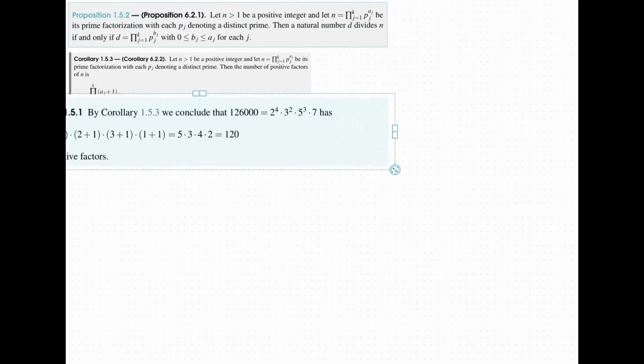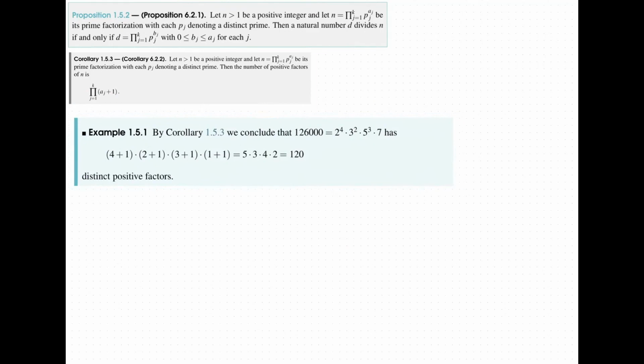And so let us return back to the example we had earlier. We had 126,000. We have its prime factorization as 2 to the 4 times 3 squared times 5 cubed times 7. According to the corollary, the total number of factors is attained by just taking, for every prime, its exponent, so 4 plus 1. So there's 4 plus 1 choices for what power of 2 we have dividing our 126,000. Then we look at 3 squared. We have 2 plus 1 choices for the exponent of 3 that the factor may have. And then similarly, 3 plus 1 for 5, and then finally for 7, 1 plus 1.